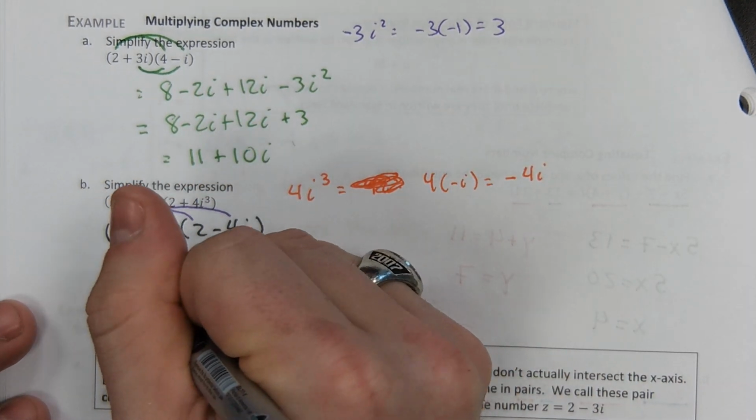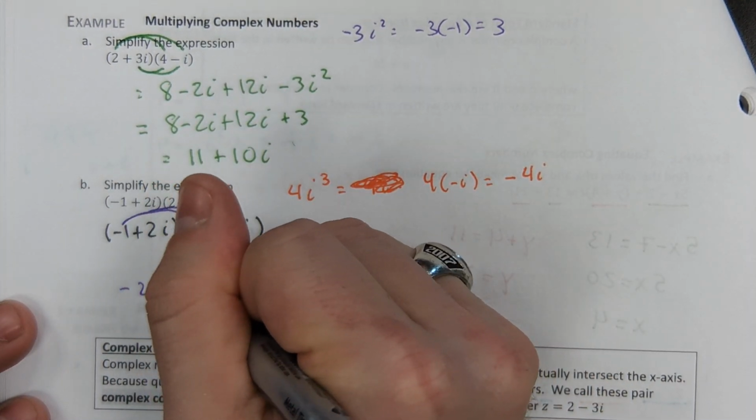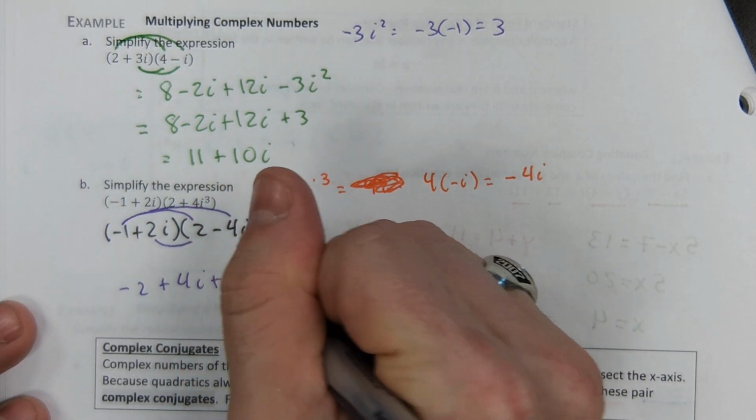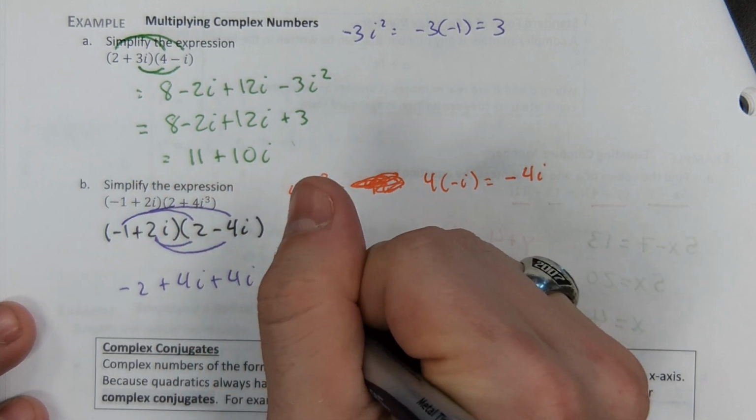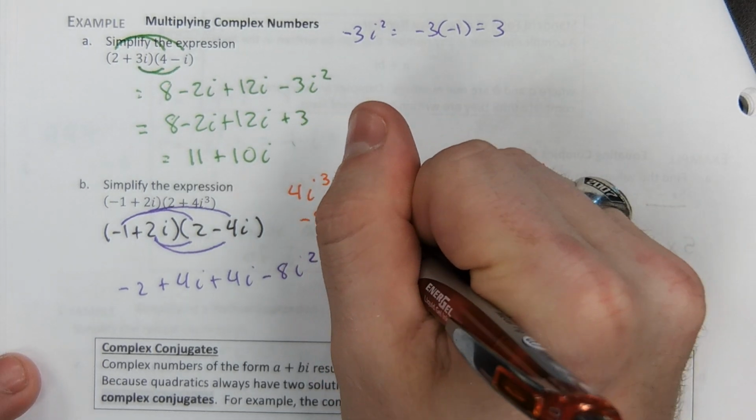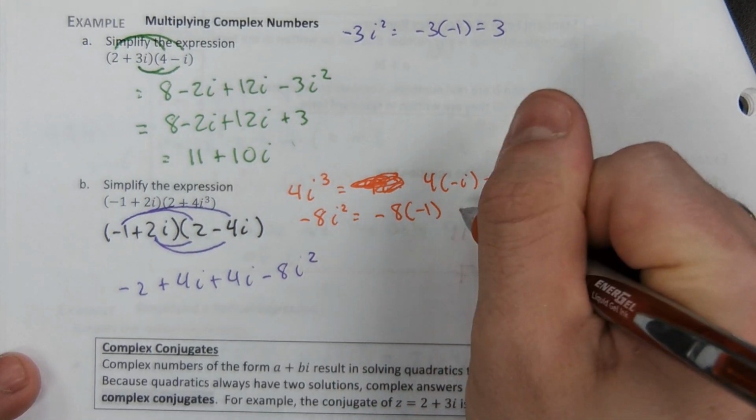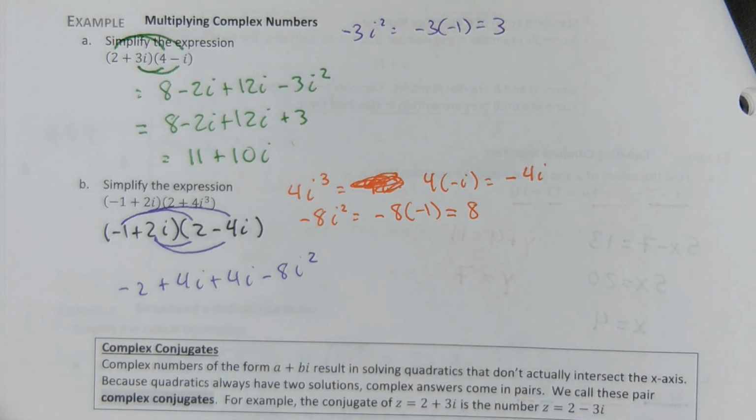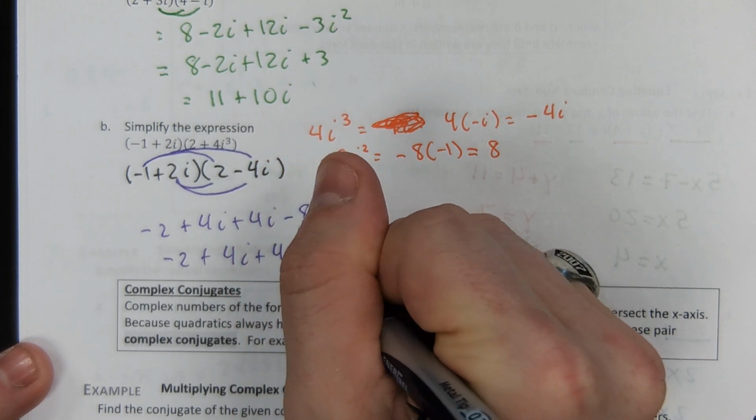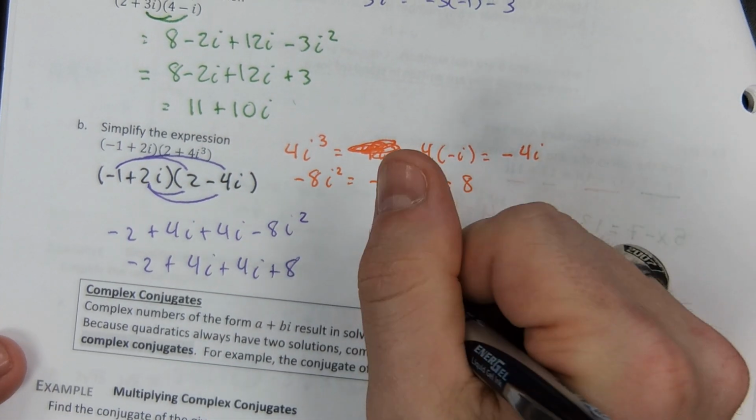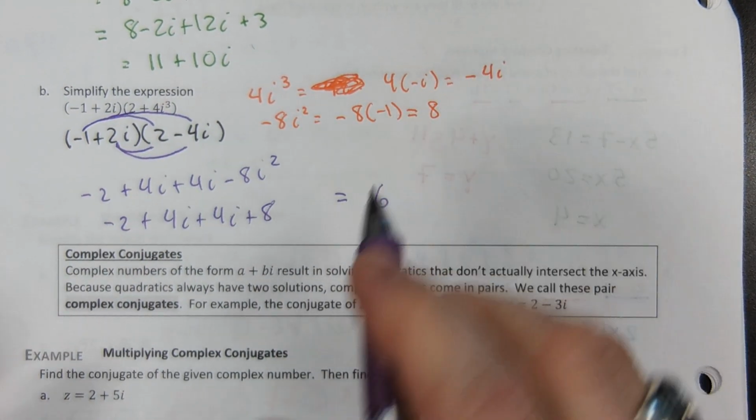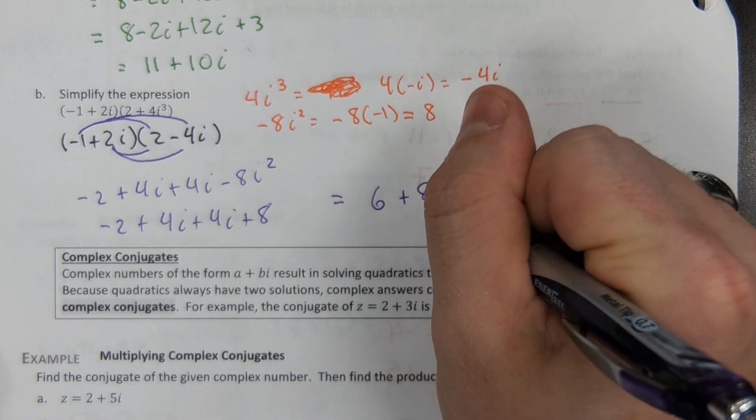Negative 1 times 2 is negative 2. Negative 1 times negative 4i is positive 4i. 2i times 2 is 4i again. And 2i times negative 4i is negative 8i squared. But because i squared is negative 1, negative 8i squared is actually equal to positive 8. Then you just combine your like terms. Negative 2 and 8 add to 6. 4i and 4i add to 8i.